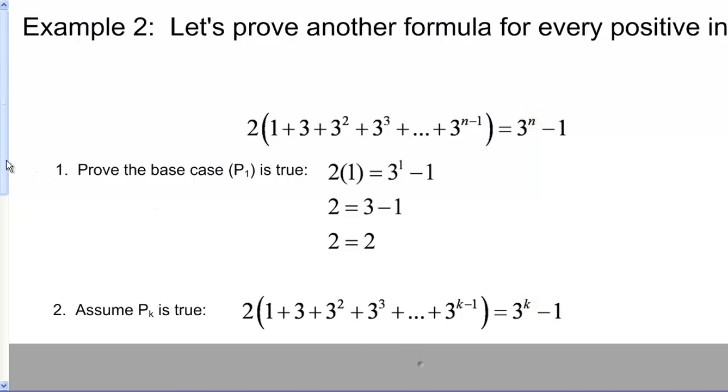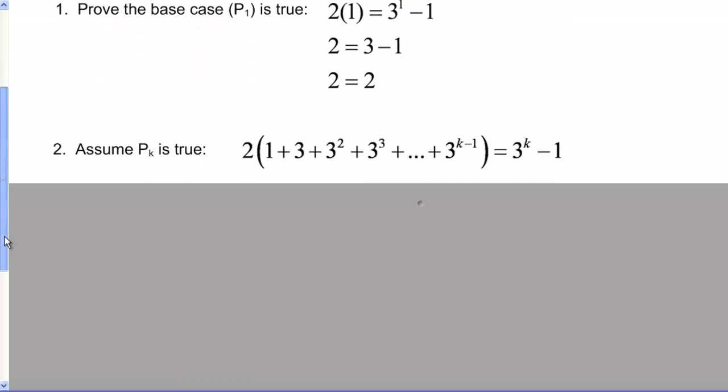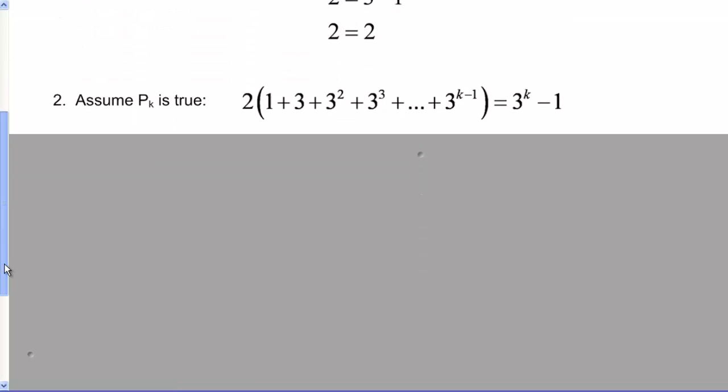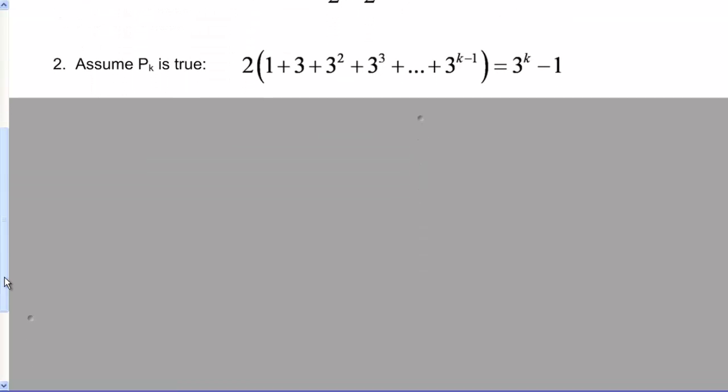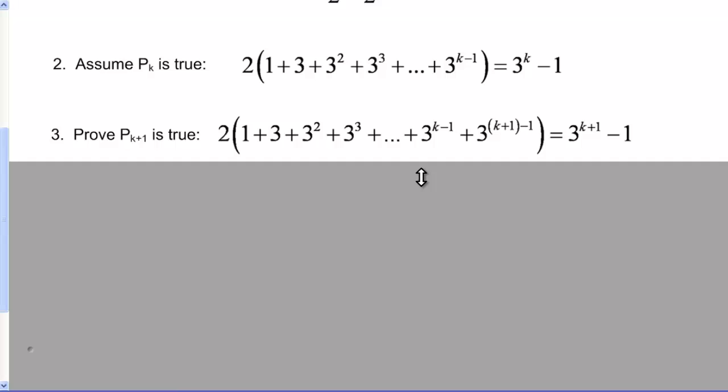Now for the next part. The last part of mathematical induction is to prove that k plus 1 is true. So we're going to assume that every domino is going to push down the next domino. So if I want to prove that k plus 1 is true, my series would look like 2 times (1 plus 3 squared plus 3 to the third plus 3 to the fourth plus 3 to the fifth.) Then 3 to the k minus 1 power is the preceding term.